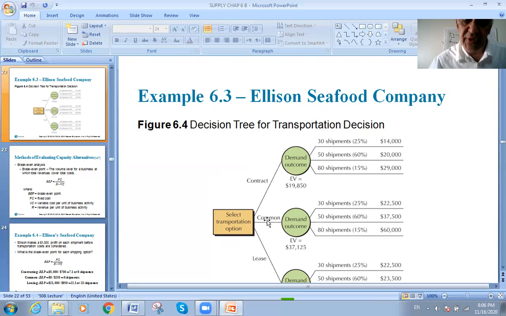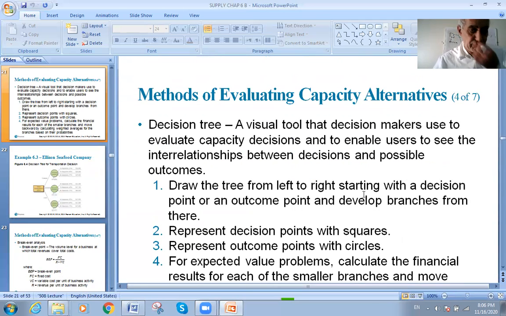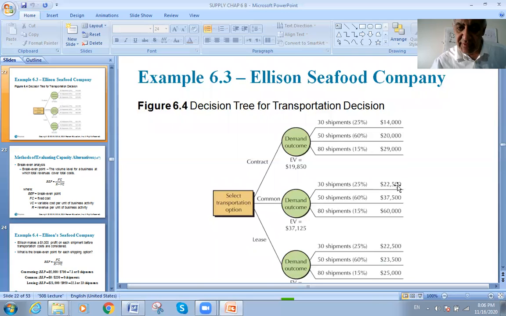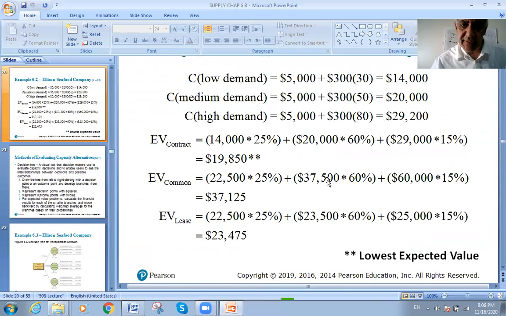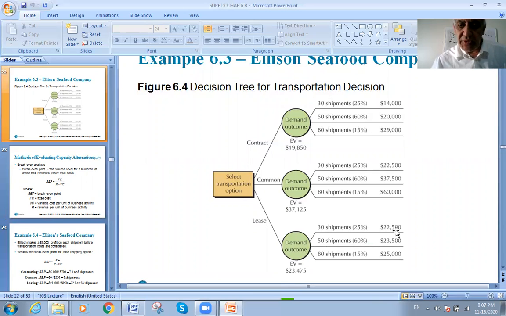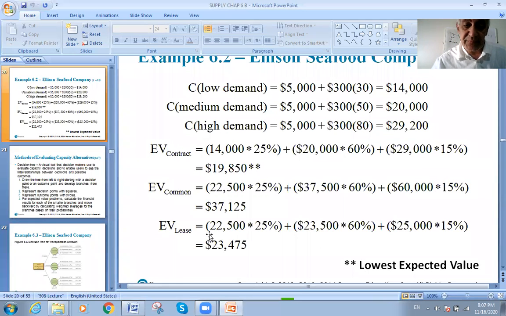The same thing which I did for the contract, I will do for the common. Let's see the common. The common here is 22,500 by 25%, plus 37,500 times 60%, plus 60,000 times 15%. The same thing here. Then the third is the lease. If I lease, how much will the cost be? 22,500 times 25% plus 23,500 times 60% plus 25,000 times 15%. Here we go, the lease. That will give me 23,475.